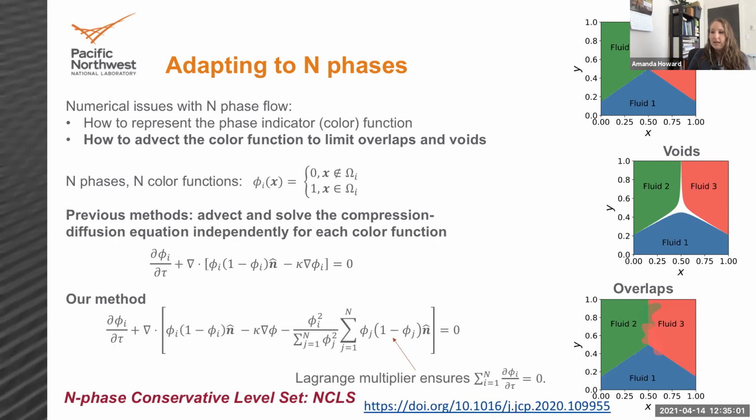So we invented a new method. We call it the n-phase conservative level set method, or NCLS, where we've changed the compression diffusion equation to add a Lagrange multiplier. What this Lagrange multiplier does is ensure that the sum of the derivatives of the color functions with respect to time is 0. The reason this works is we start with the color functions well defined, so we know that the sum of the color functions everywhere in the domain is 1. Then, if the sum of the changes in the color functions with respect to time is 0, the sum of the color functions everywhere in the domain will stay 1 throughout time. And so this will limit the overlaps and voids that can form.